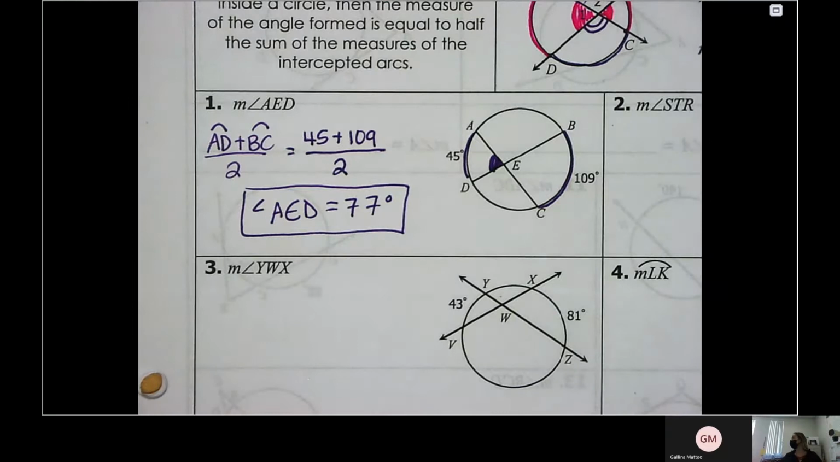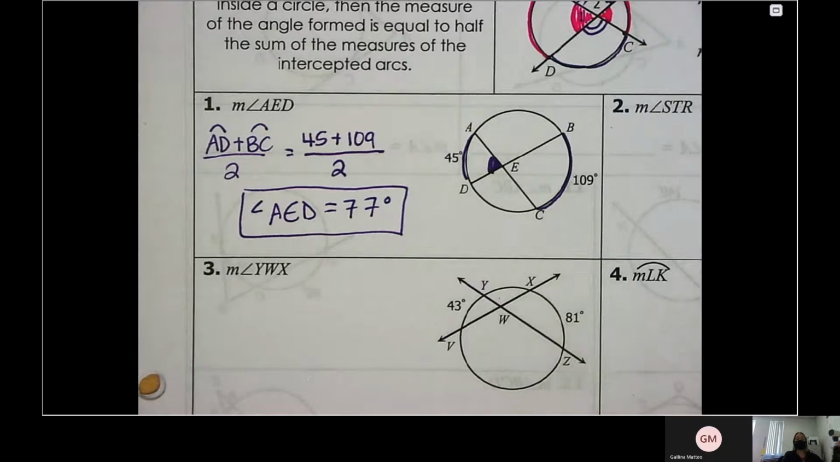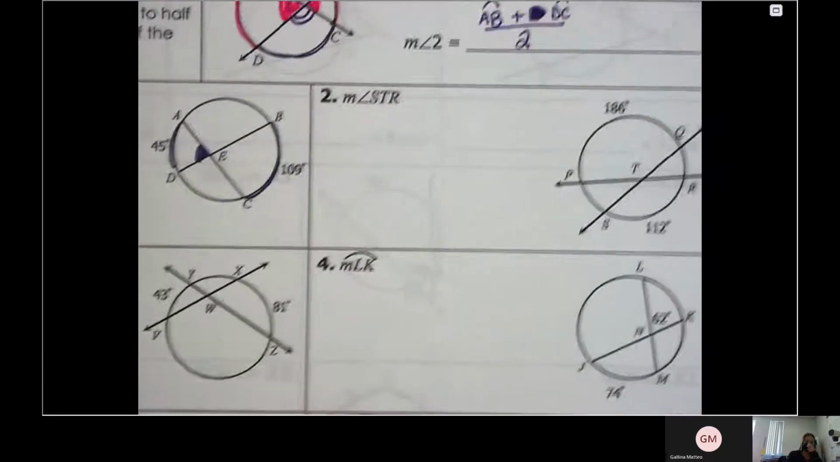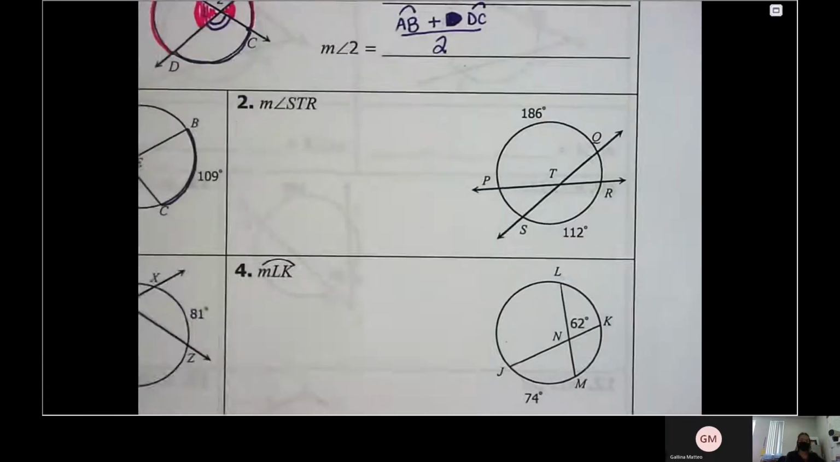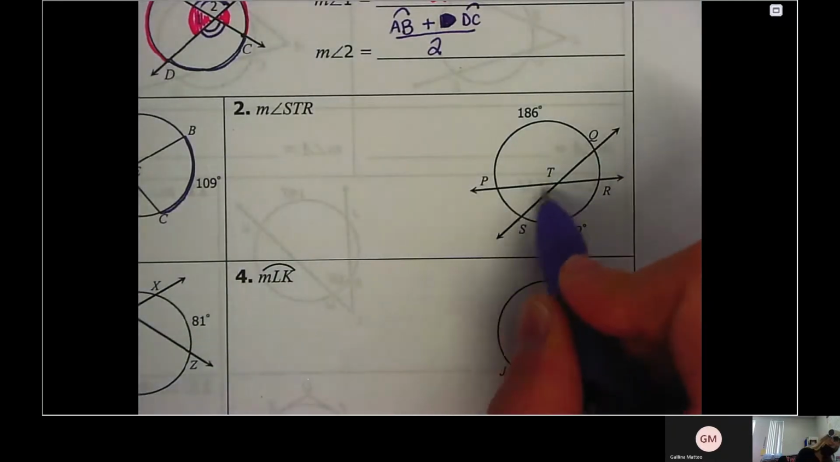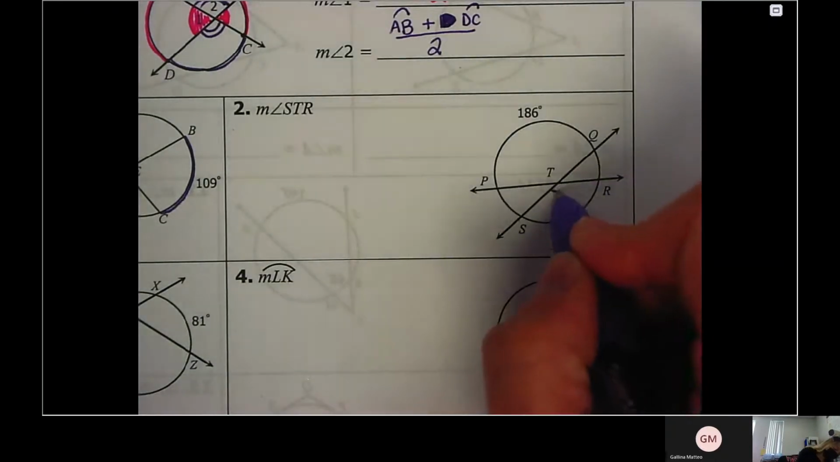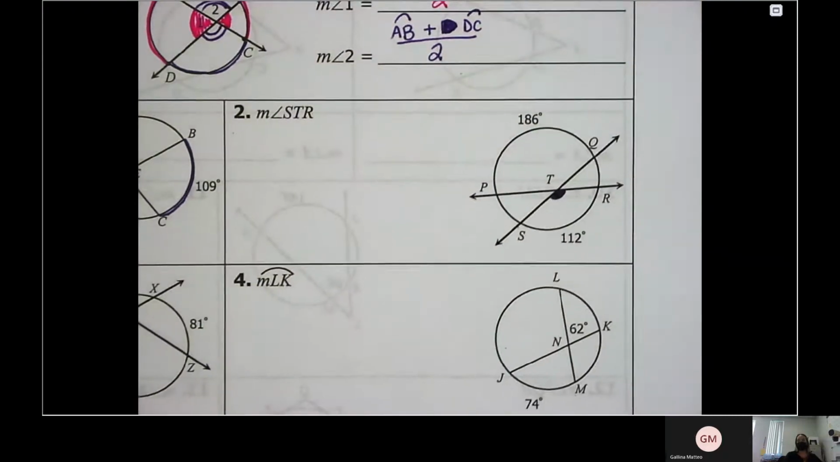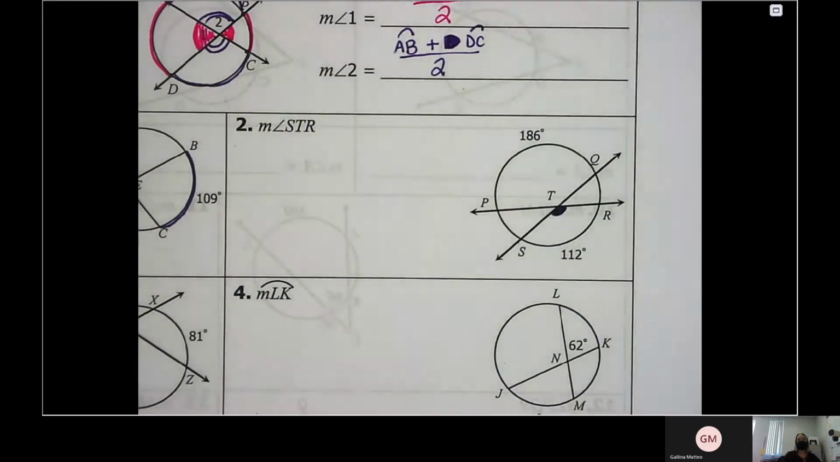Questions on that? So far, so good, right? Not hard. All right, number 2. Measure of angle STR. So that's this angle right here. All right, you give it a try. You should be able to do it. Try it out. Arc plus the arc divided by 2 equals your angle. So give it a try.